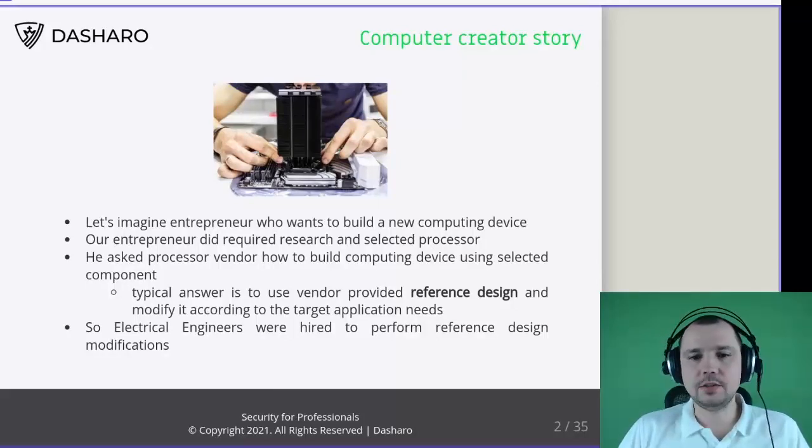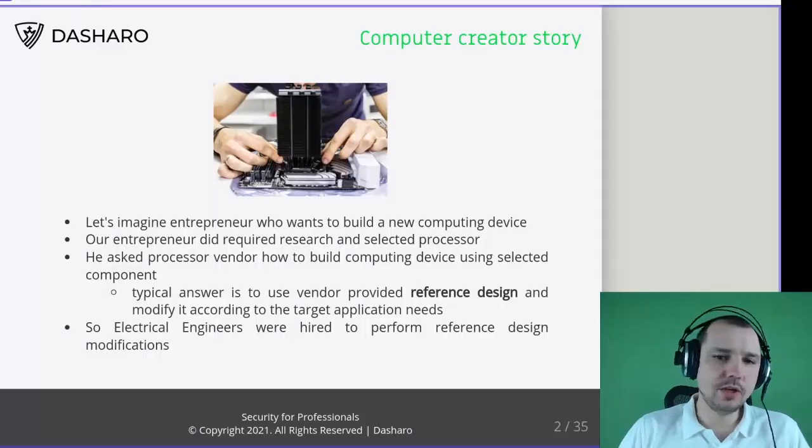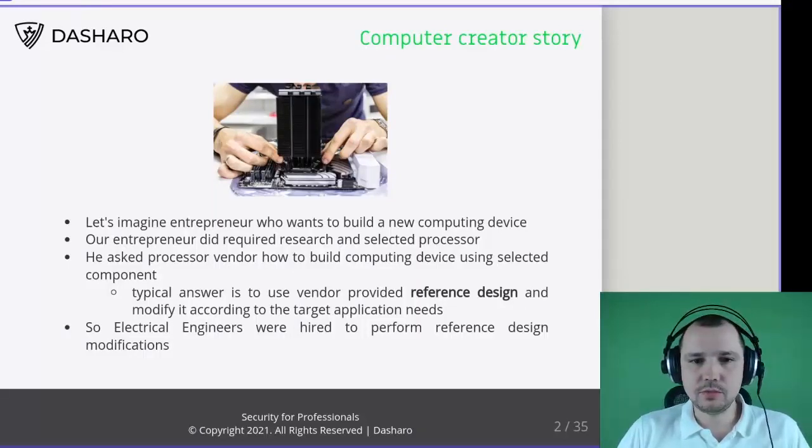So they answer that the entrepreneur has to obtain this reference design and then, based on it, make modifications to meet the requirements of the target application. And in that way, he will obtain the schematics of the target computing device that he wants to build. So our entrepreneur hired electrical engineers or some company that can do the modification, and did the modification based on the reference design that he got from the CPU vendor to create the required schematics and all that is needed for building a new computer.